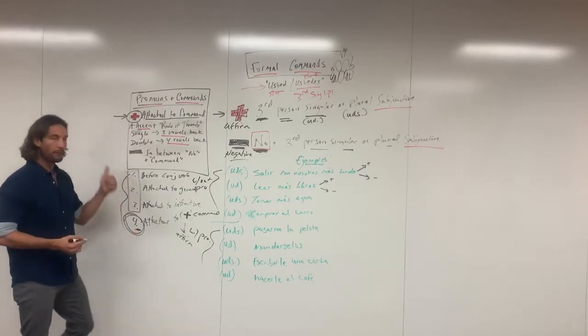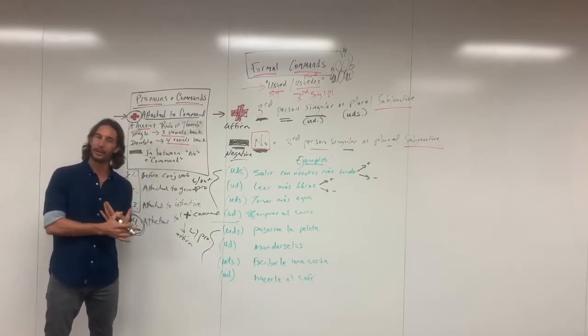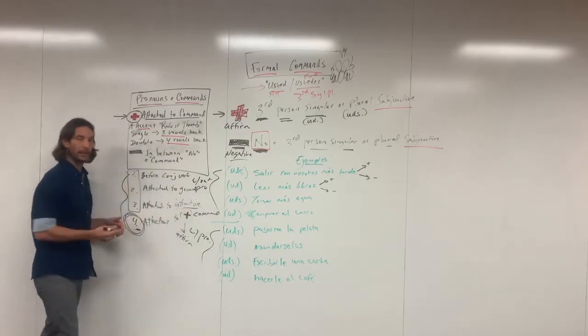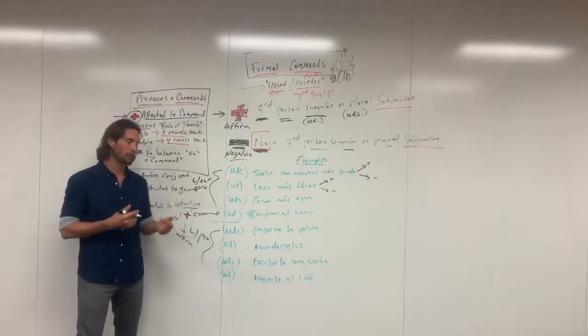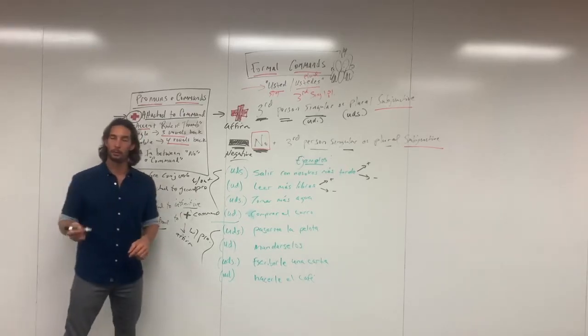But before a conjugated verb, attached to the gerund, which is your ing, your ando, or your iendo, which we've talked about already. Attached to the infinitive, which is an unconjugated verb. And then, of course, our number 4 for today, attached to an affirmative command.